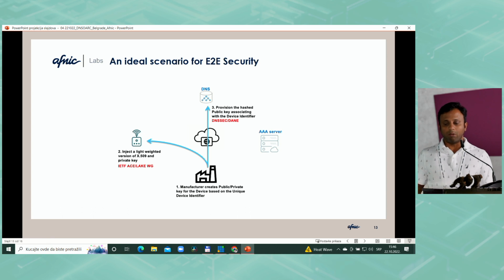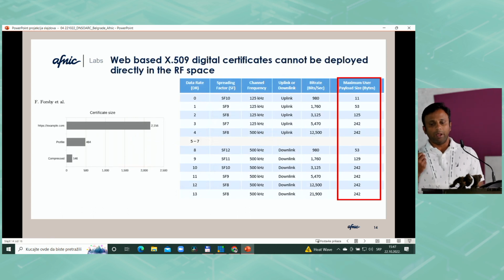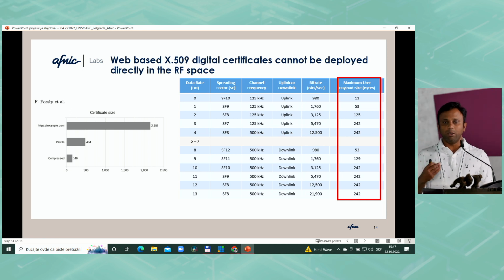That could be a solution, but the issue is that an X.509 digital certificate is normally around 2 kilobytes. There is work that compresses it to maybe 100 to 150 bytes. But in LoRaWAN, in the US the minimum payload could be 11 bytes, and in Europe it is around 53 bytes. So when the communication is done, it should be in the range of 50 bytes. So using the X.509 digital certificate directly in the LoRa radio frequency network is not possible as of now.